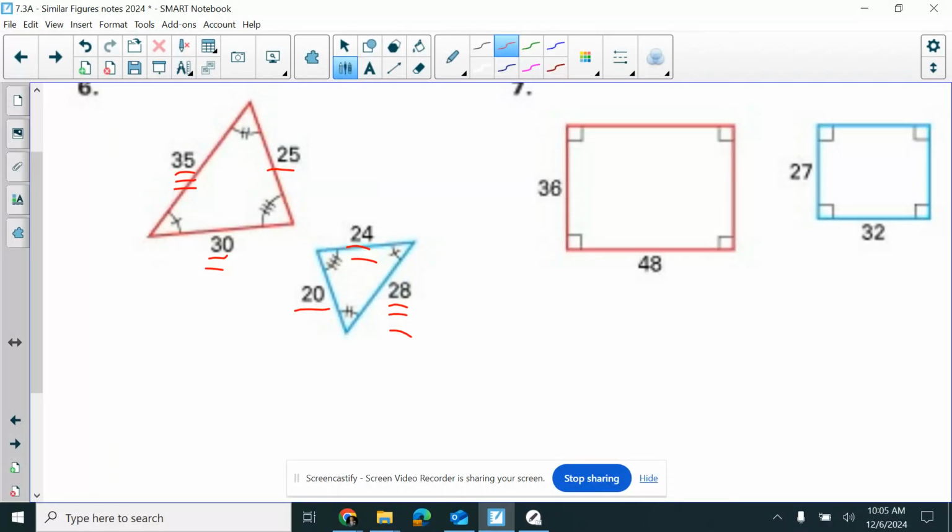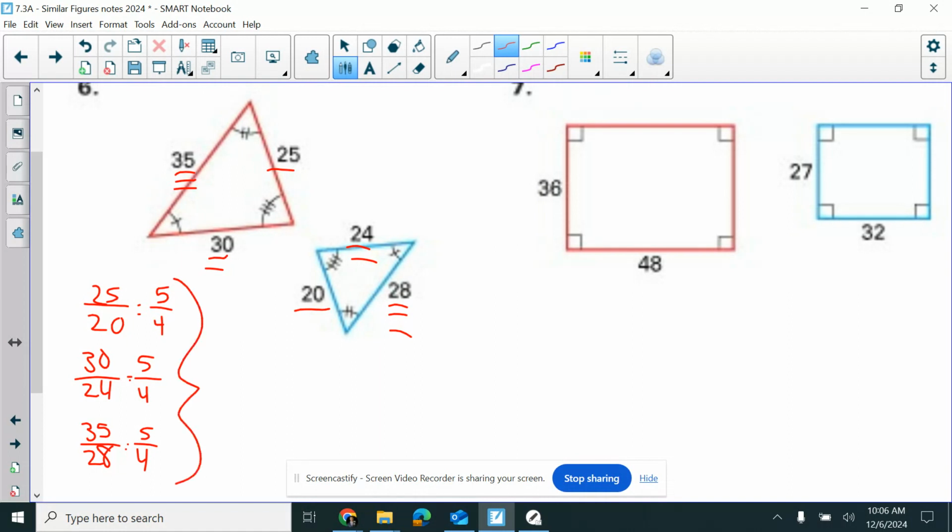This time I'm going to start with the red triangle. 25 over 20. Let's see, 30 over 24. And 35 over 28. When I type all of these into my calculator, for each one I get 5 over 4. That means the two shapes are similar because corresponding angles are congruent and corresponding sides are proportional, because they all have the same scale factor. You have to make sure you're checking those to make sure they're all the same.